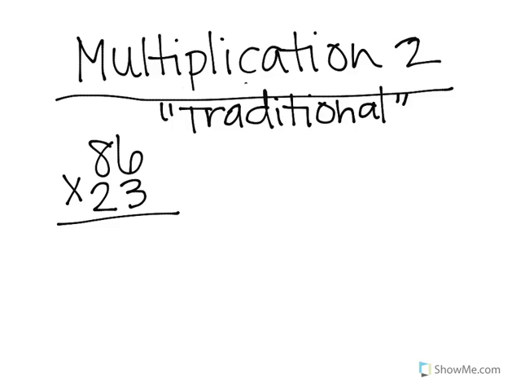So for this one, here's a little trick that I do. I always start with my ones column first. So I'm going to actually erase the 2, okay? And I'm going to go ahead and do my multiplication the regular way. So 6 times 3 is 18. Carry my 1 up here at the top. 8 times 3 is 24, plus 1 is 25. Now, I am done with my ones column.